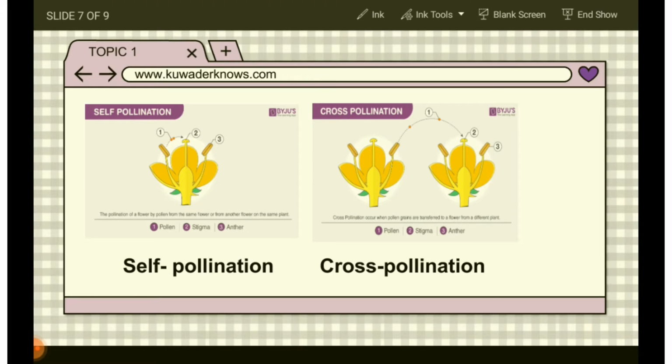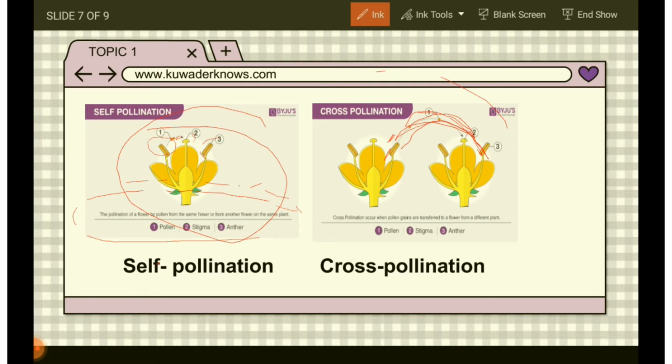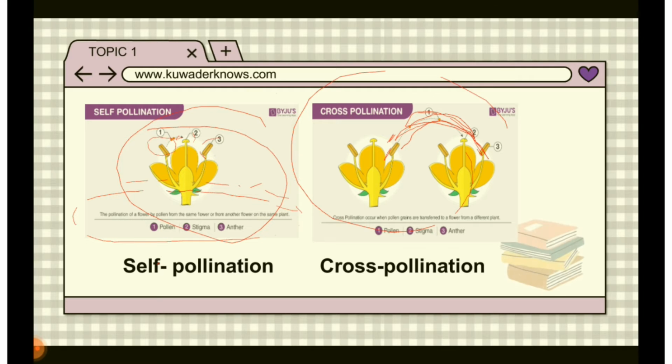This is the illustration of the cross-pollination. Self-pollination is the pollination of a flower by pollen from the same flower or from another flower of the same plant. In cross-pollination, it moves to another plant. So, that's the difference between self and cross-pollination.